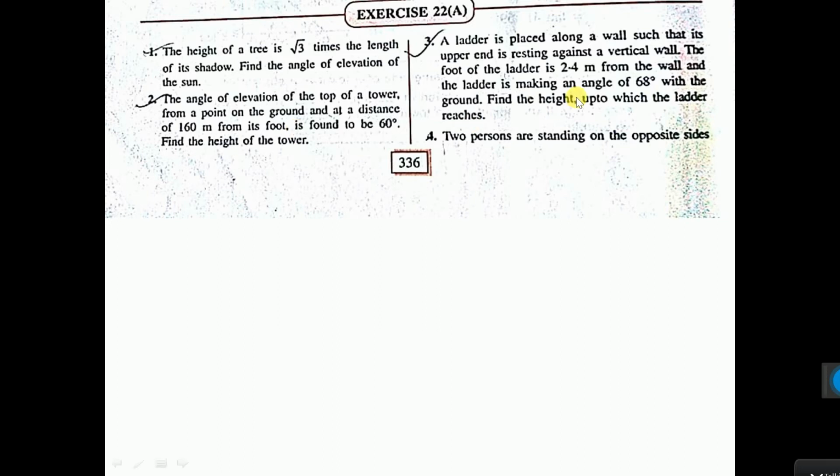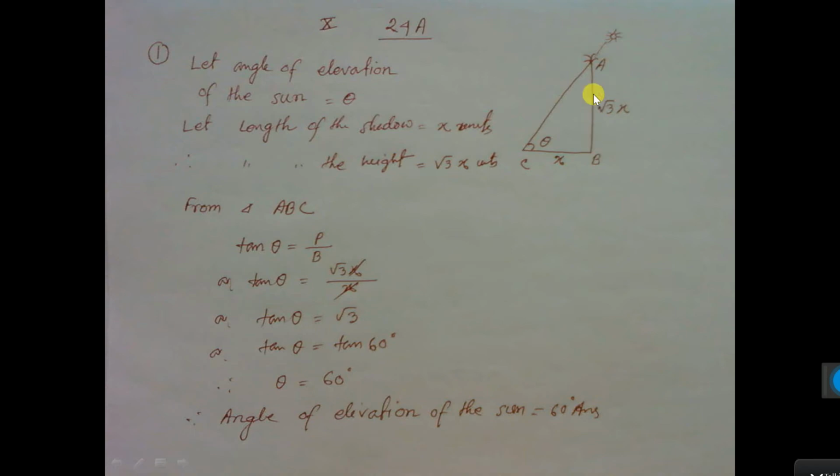Now see, these are the sums I am solving now. The height of a tree is root 3 times the length of its shadow. Find the angle of elevation of the sun. So first we have to draw the diagram. Let's say AB is the tree, this is the sun, so the shadow is CB. So CB I consider x. Then according to the question the height is root 3 times the shadow. Shadow I consider x, so root 3 times x is the height. Now if I consider this angle theta, then this is perpendicular, this is base, because this is a right angle triangle.